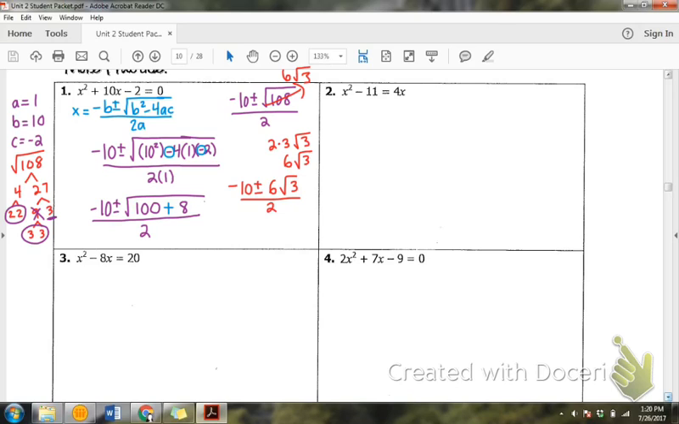Okay, it has to be in all 3 positions. Is there something in all 3 of these positions that can be reduced? 2. Oh, yeah, 2, right? I can divide a 2 out of all of those things. Okay, so let's divide a 2 out, which leaves me with negative 5 plus or minus 3 square root of 3.